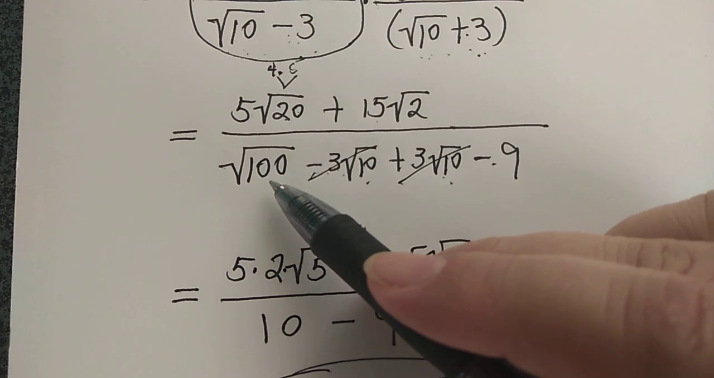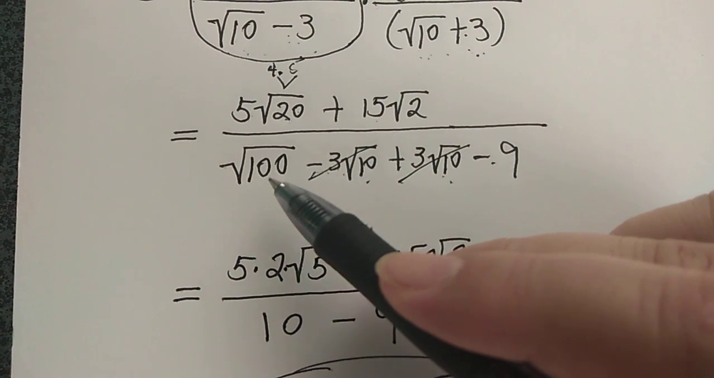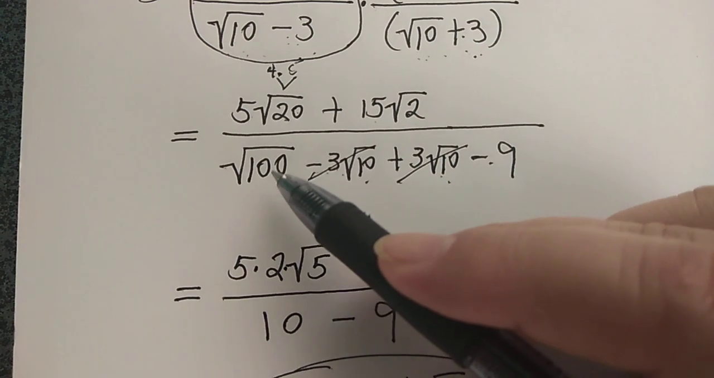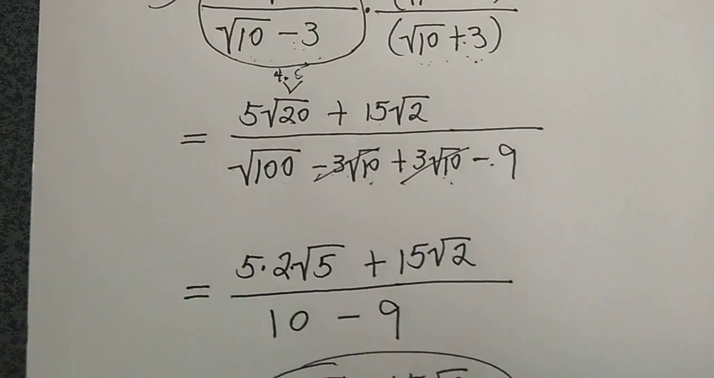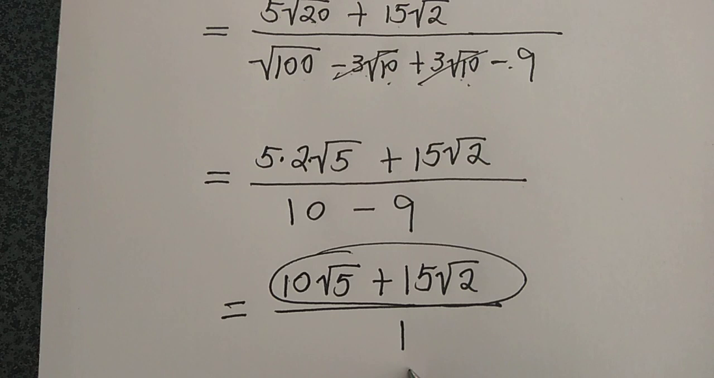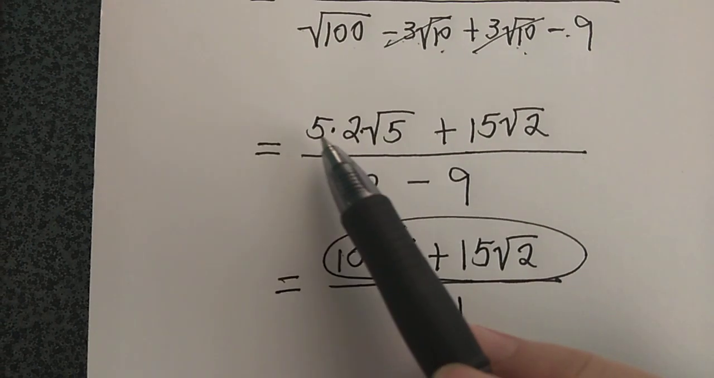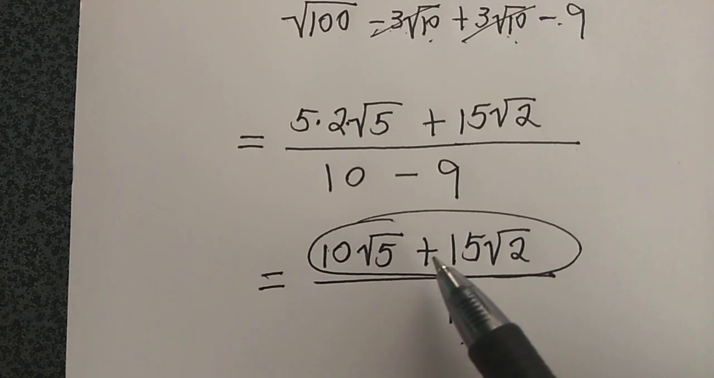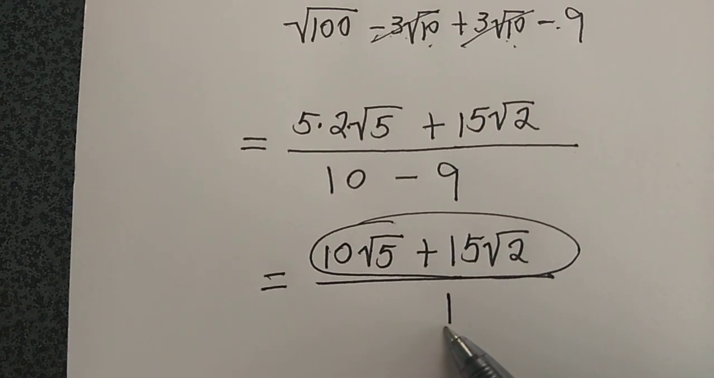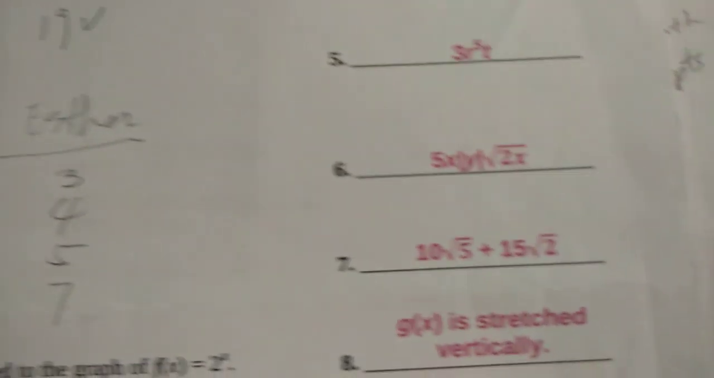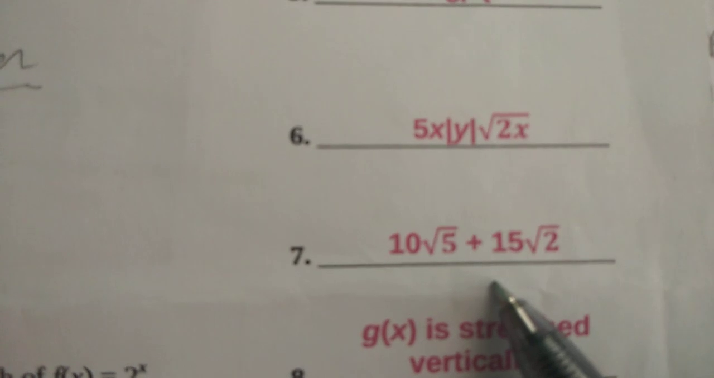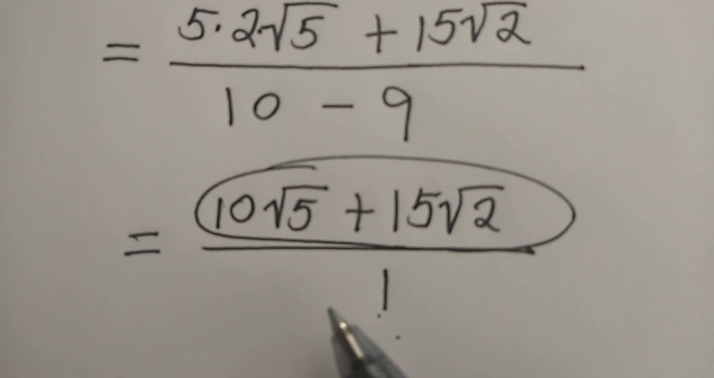And then here you have radical 100. The square root of 100 is 10. So you end up with 10 minus 9 on the bottom. And that will give you a 1. And then on the top, 5 times 2 is 10, so you have 10 radical 5 plus 15 radical 2, and the 1 on the bottom doesn't need to be written, so your answer is just this top part. Okay, you can see that right here. Number 7, the answer. That's how you got it.